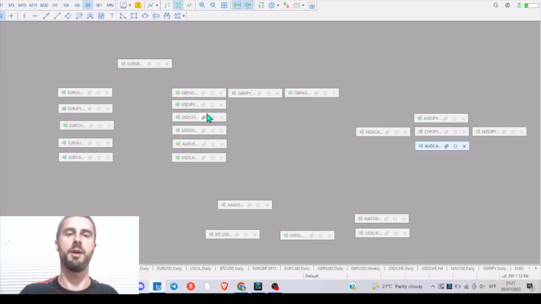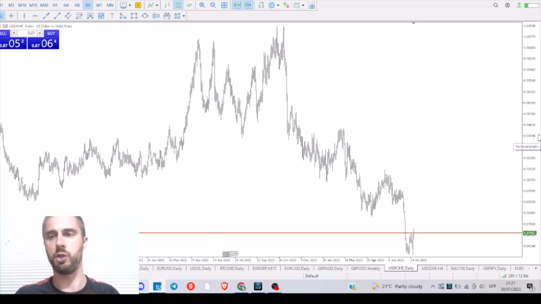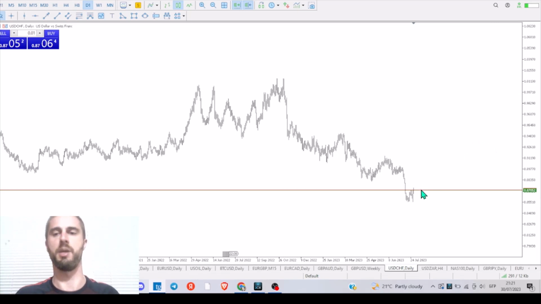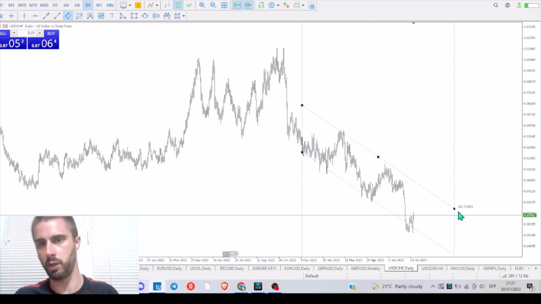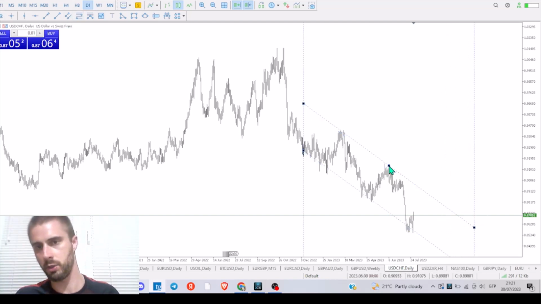Let's see some other pairs. We have USD CHF, super bearish on the daily time frame. We also already have something like a trending channel here. So let's mark it up.